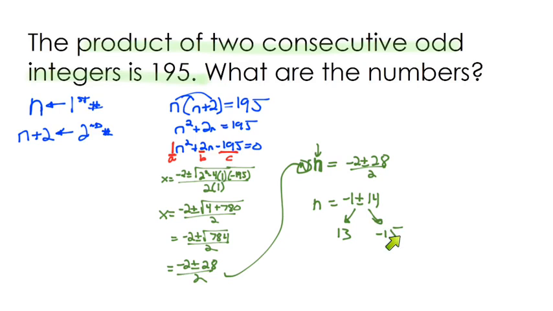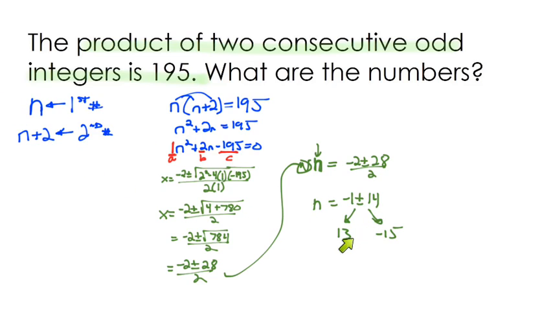And so, as often we do with quadratics, you're getting two different answers. But you might be sitting here and you're saying, okay, well, I get it, but for one, these answers don't multiply to give me 195. They multiply to give me a negative 195, and they're also not consecutive odd numbers. What we've got to think about is we solved for n. n represents the first number.